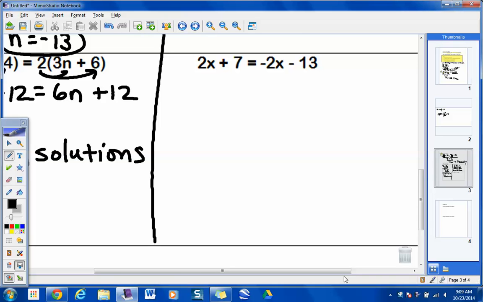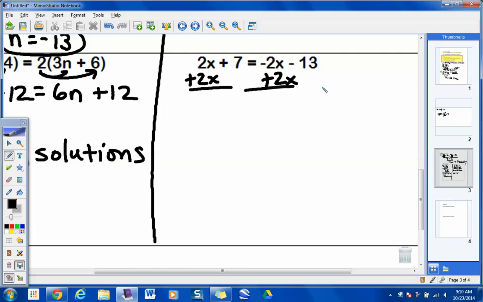Hey, I don't like this negative 2x over here, so how am I going to eliminate the negative 2x? I'm going to add 2x. We're going to run through these kind of quickly in the essence of time here. Adding 2x to both sides.